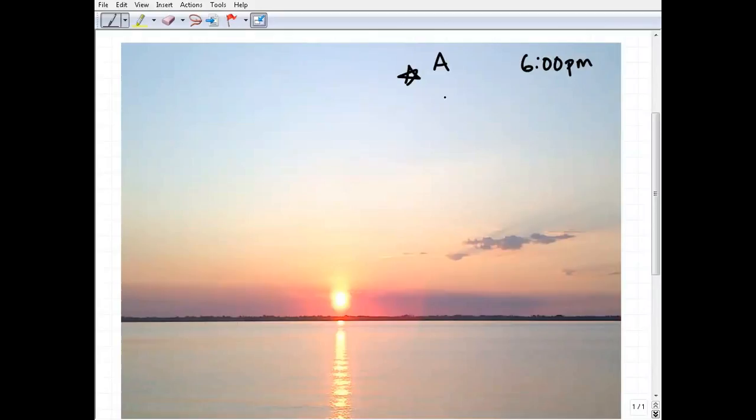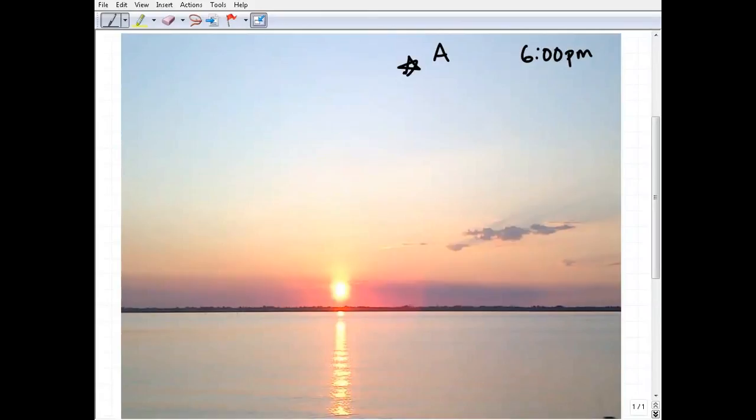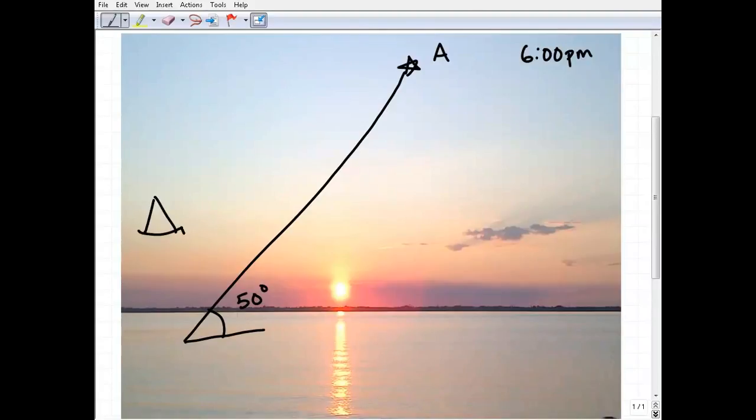From my location, I see star A at, let's say, 50 degrees above the horizon. How would I get that measurement? I would use a nautical instrument called a sextant. I'm going to try to sketch it real quick. It looks like this. You've probably seen mariners using it. They pick it up, look through it, and swing something back and forth, and it tells them the angle of an object above the horizon. You have to be very specific with these measurements.